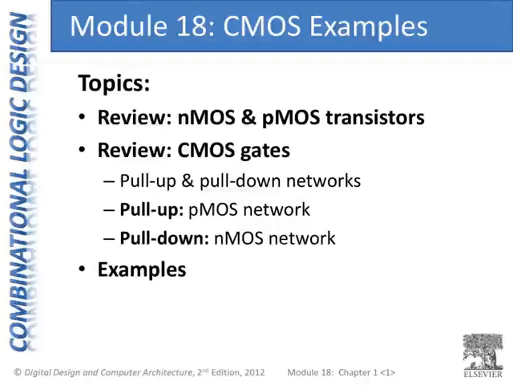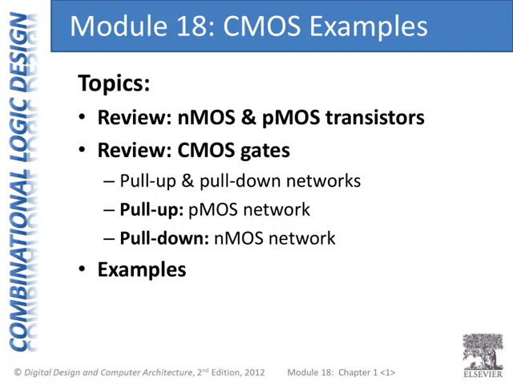In this module, Module 18, we're going to talk about some more CMOS examples, using transistors to build gates. First of all, we'll review what NMOS and PMOS transistors are, the building blocks of our CMOS gates. Then we'll review CMOS gates, particularly that they're each composed of a pull-up network and a pull-down network, where the pull-up network only has PMOS transistors in it, and the pull-down network only has NMOS transistors in it.